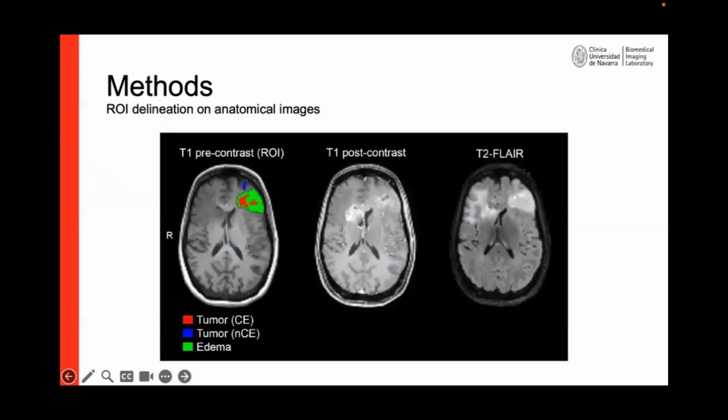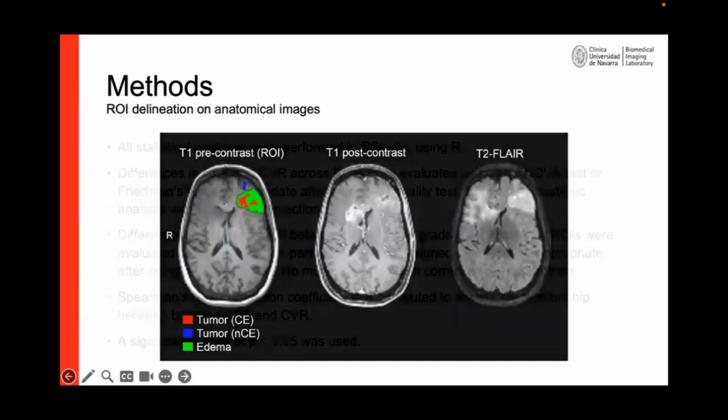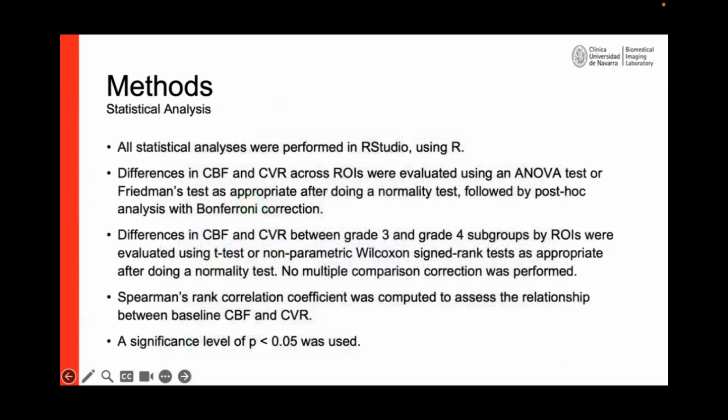And after the acquisition, all ASL, anatomical T1 and FLAIR images were realigned and coregistered to the pre-contrast T1 weighted anatomical image. For the statistical methods, the differences in CVF and CVR in all patients were evaluated using an ANOVA or Friedman's test after an appropriate normality test. Differences in CVF and CVR for grade 3 and grade 4 subgroups by ROIs were evaluated using a t-test or Wilcoxon as appropriate after a normality test. And for correlation, we did a Spearman rank test for both variables.